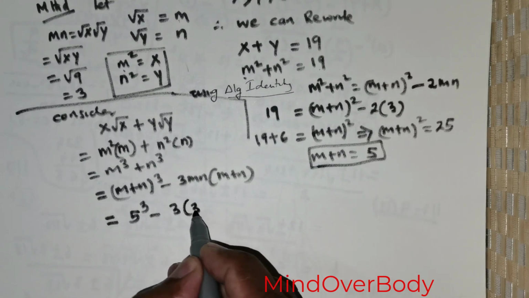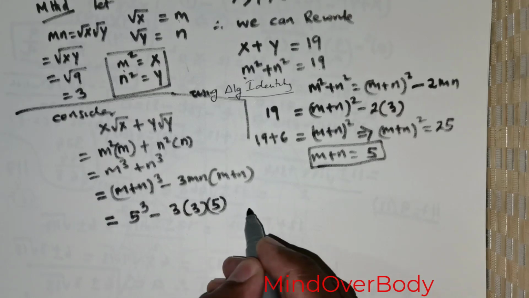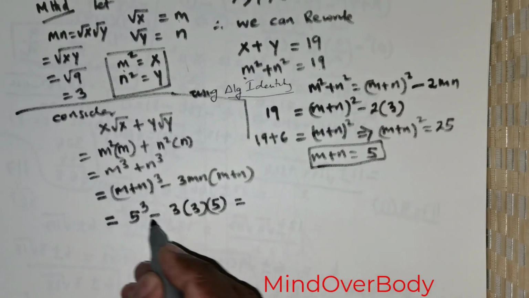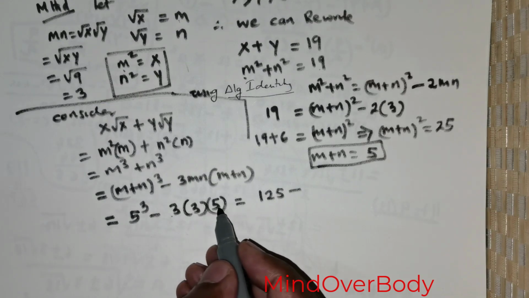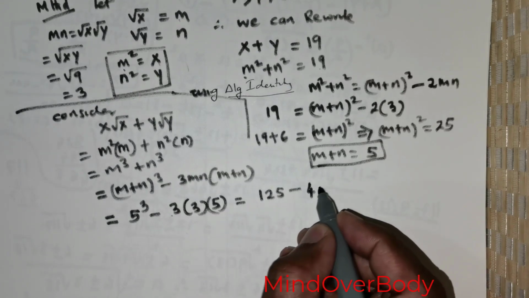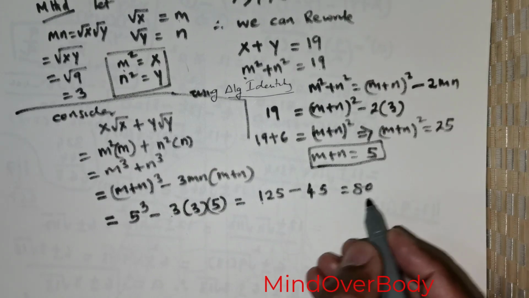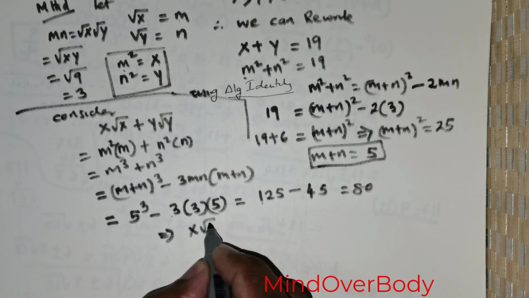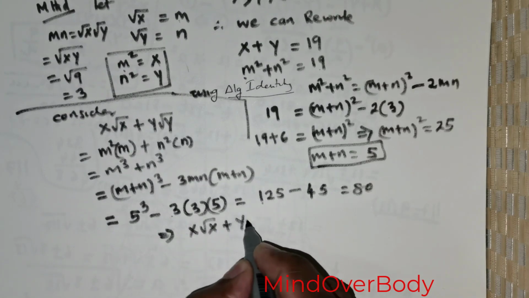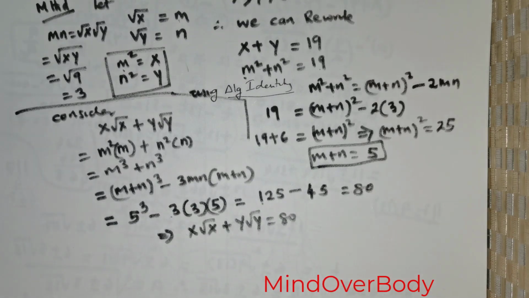So place that 3. What is m positive n? That's going to be 5. So place that. So what is this equal to? This is equal to 5 cubed is 125, 3 times 9, 9 times 5 is 45. 125 minus 45 gives you 80. So this means this quantity x times root of x positive y times root of y is equal to 80, and that completes the solution for this question.